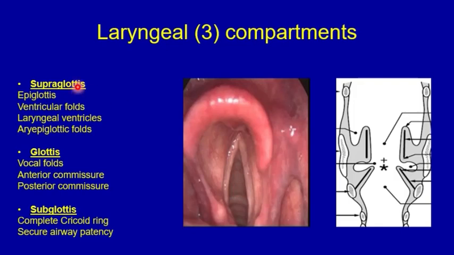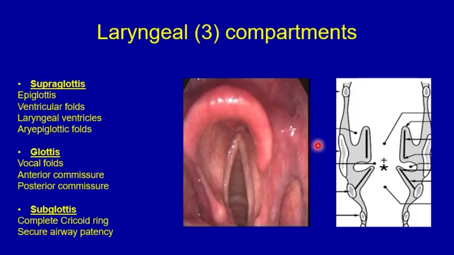The supraglottis is formed by the epiglottis itself, the fold between the epiglottis and the arytenoid, the aryepiglottic fold, the ventricular folds, sometimes called the false vocal folds, and the space between the ventricular folds and the vocal folds, which is the laryngeal ventricles.